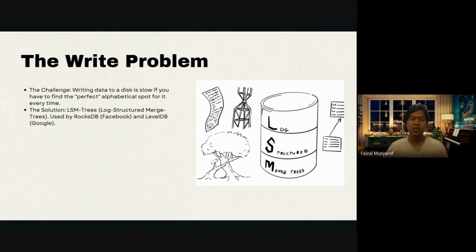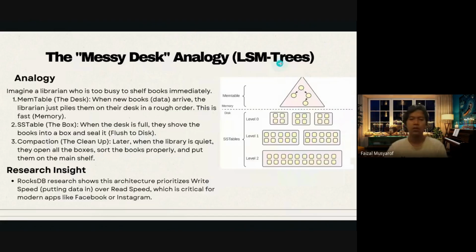If you have 1,000 entries and you have to find the perfect alphabetical or numerical spot for every new entry, you spend a lot of time just reorganizing. So this slows down your application. So that's why we have the messy desk analogy, or LSM trees.